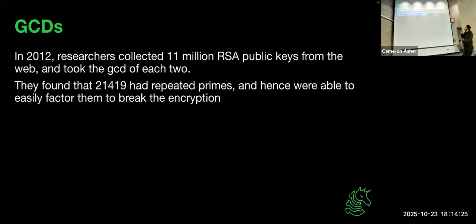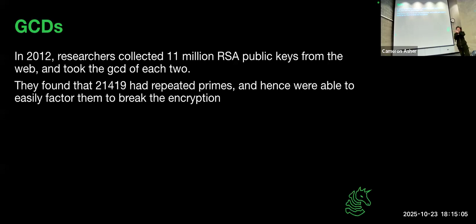One way to do that is this: in 2012, researchers collected every RSA public key they could find on the internet, and they took the GCD of every two. In theory, if our prime generators were random, this wouldn't do anything, because there are just too many primes for two keys to share one. But in reality, it turns out that 21,000 of them had primes that were also in other keys, so they were able to factor them and recover 21,000 keys.